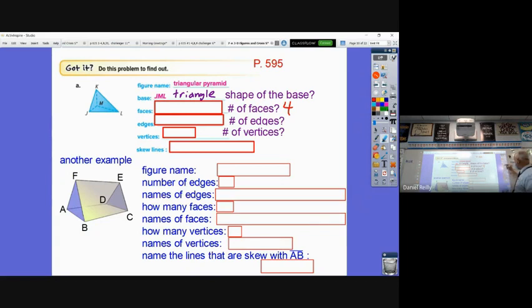Okay, how many edges does this shape have? How many edges, Kenny? 4. Oh, people are arguing with you. 1, 2, 3, 4, 5, 6. 6 edges. How many vertices, Evie? How many vertices does this shape have? 4. 1, 2, 3, 4.